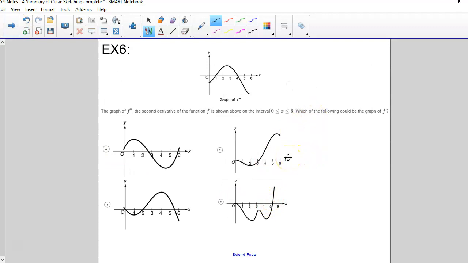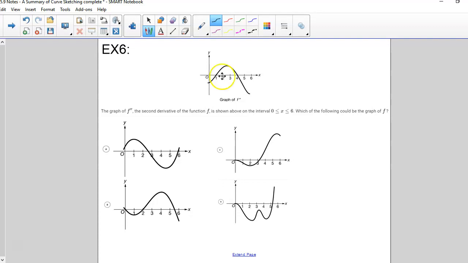Okay. Our last one. So for this, the graph of f double prime, the second derivative of f, is shown from 0 to 6. Which of the following could be the graph of f? So second derivative tells us about concavity. It does not tell us about increasing or decreasing.